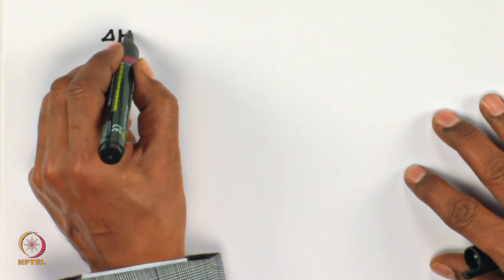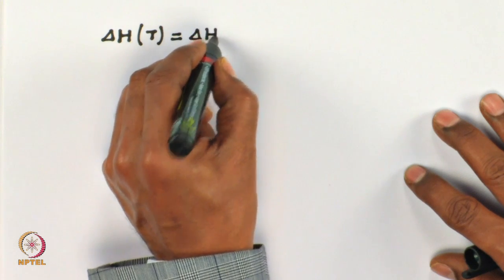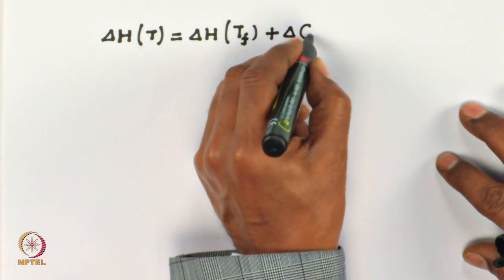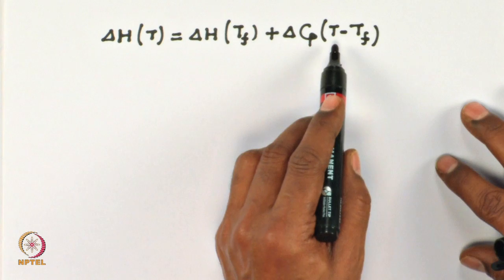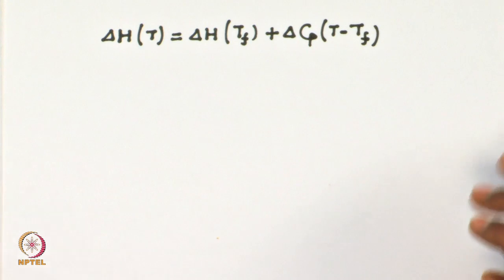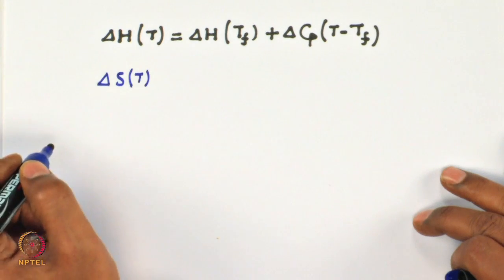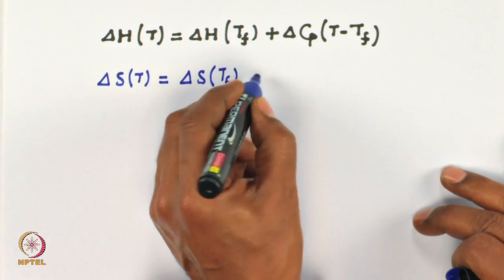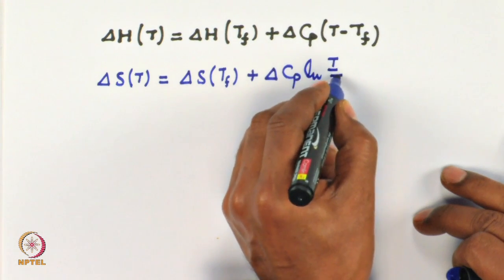Delta H at any temperature, I can calculate from the knowledge of delta H, let us say at the freezing point, plus delta Cp into T minus Tf, where T is any general temperature. Now, the second information that we need is on delta S. Delta S at any temperature, I can calculate from the knowledge of delta S, again let me use the freezing point, plus delta Cp log T by Tf.